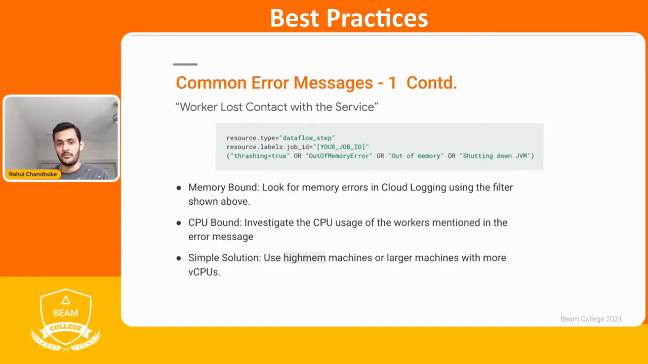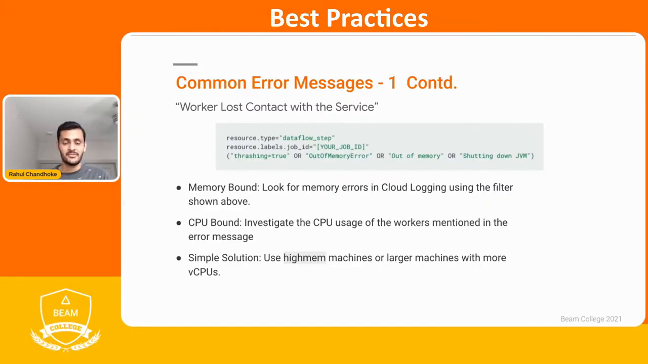If it was not an out of memory error, but possibly a CPU bound pipeline, then you can investigate the CPU usage. In the job metrics that you might have seen in the previous sessions today, you see the CPU utilization of the workers that are running your pipeline. You can check and see if your worker is continuously being throttled at close to 100% CPU utilization. That is normally a sign that the worker is pushing its limits. So we ideally recommend 70% to 80% CPU utilization. That means your workers are not being overutilized or underutilized, but actually performing optimally.